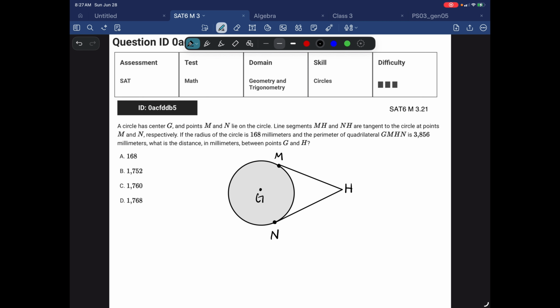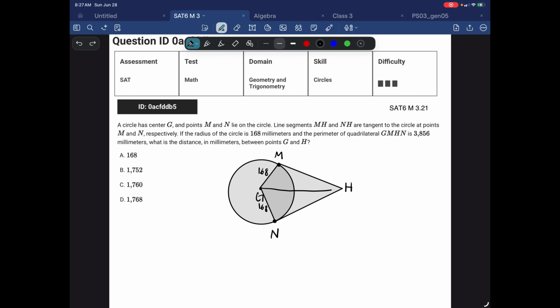Cool. It says if the radius of the circle is 168, so let's draw on our radius, the center to a point on the circle. So one radius here, and we know that's 168. And we know this is another radius. This is also 168. And the perimeter of the quadrilateral GMHN is 3,856. What is the distance in millimeters between points G and H? So G to H here is what we want to know.